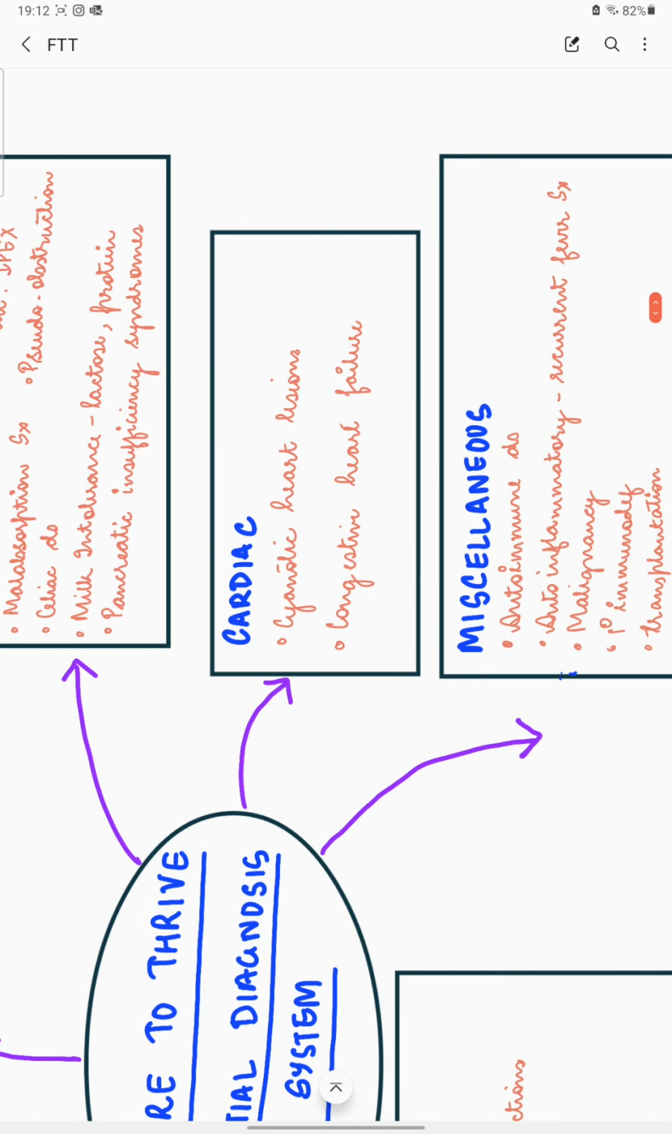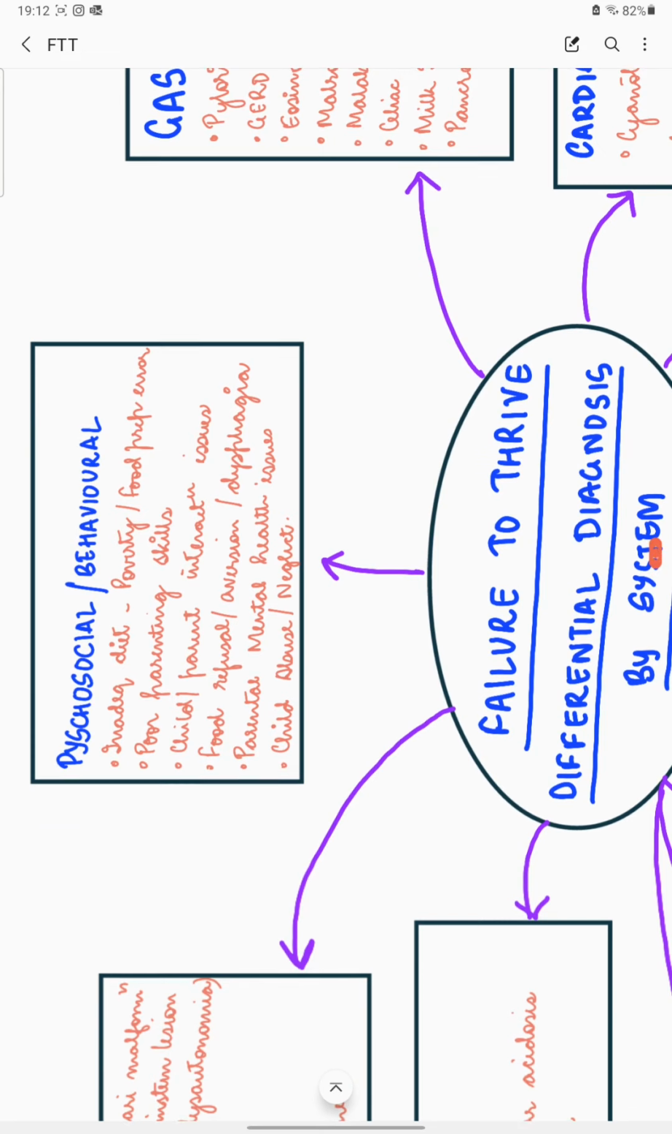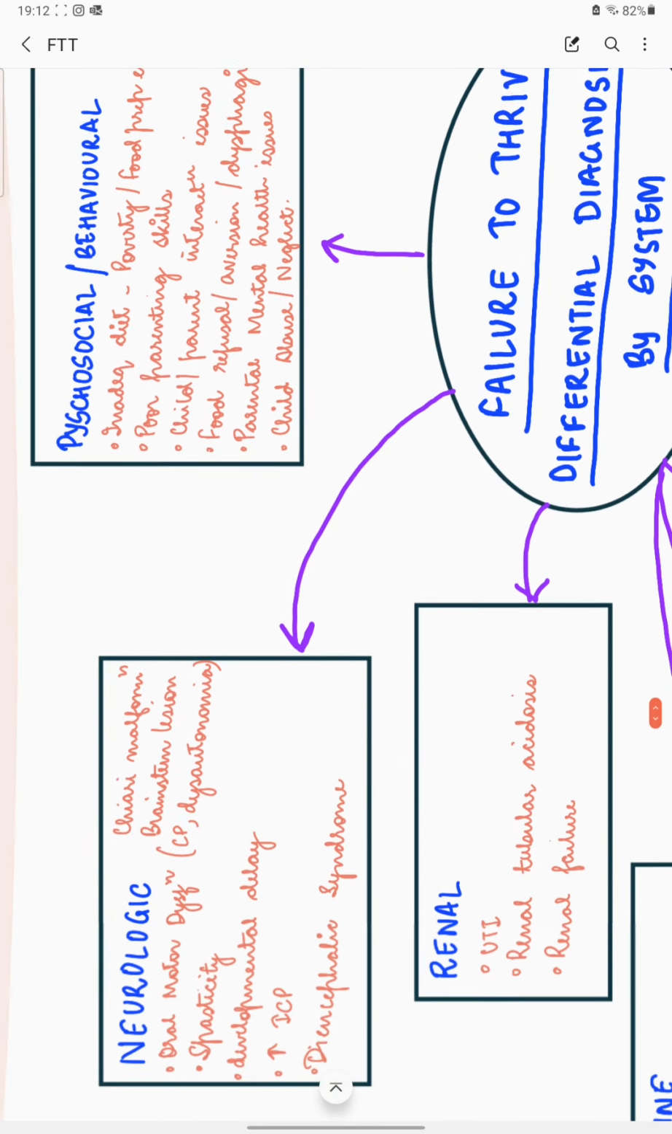Coming on to the cardiac causes, cyanotic heart lesions and congestive heart failure can be one of the causes of failure to thrive. In the psychosocial and behavioral causes, there would be inadequate diet, either due to poverty or inappropriate preparation of the food, poor parenting skills, any child-parent interaction issues, food refusal or aversion or dysphagia, any parental mental health issues like depression, child abuse or child neglect.